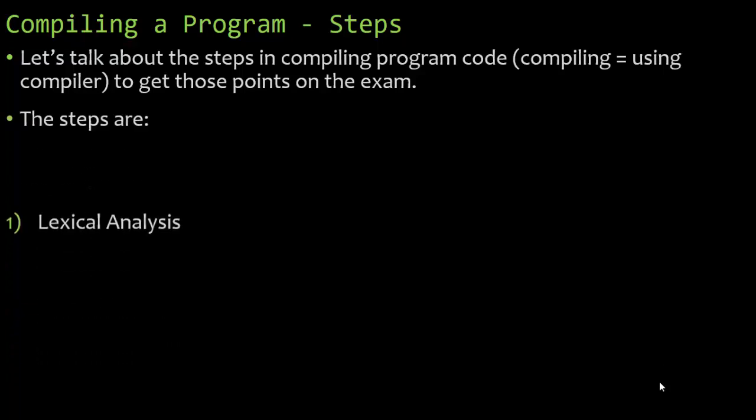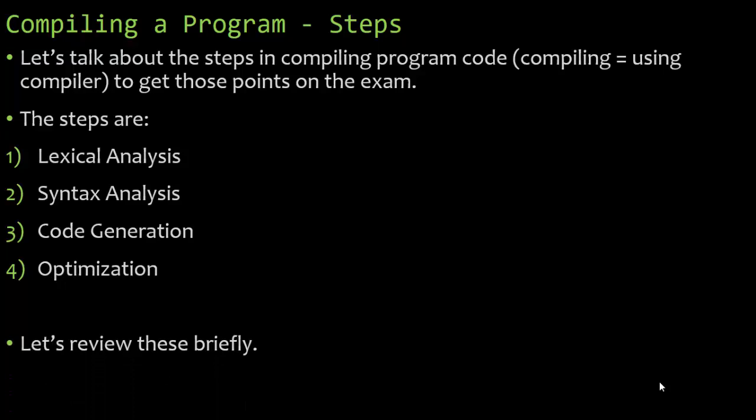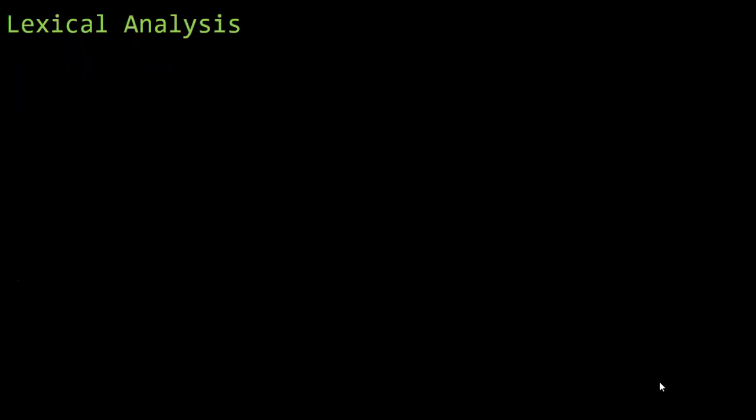So that's why we're reviewing today. And the 4 steps are the lexical analysis, the syntax analysis stage, code generation, and part of code generation is the code optimization. So let's review these briefly so we can get more comfortable, because Cambridge loves to ask about this on an exam. So the lexical analysis stage.